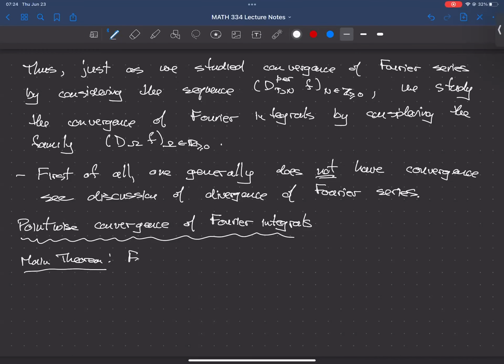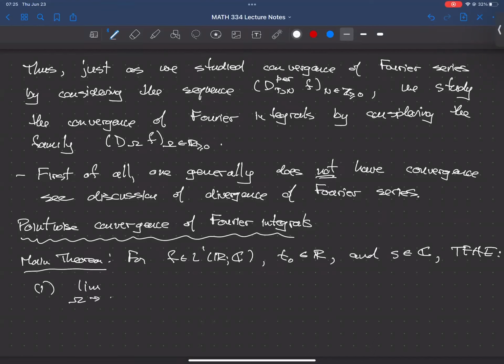Okay, so for f in L1, at some time t naught, because we're talking about pointwise convergence, and for some value s, the following are equivalent. The first is convergence of this family of integrals: the integral from minus omega to omega of the Fourier transform of f at nu, times e to the 2 pi i nu t naught, d nu, is equal to s. So it's pointwise convergence at t naught.